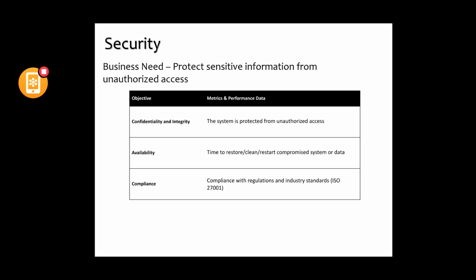Okay. All right. Moving on to another non-functional requirement, the security of the application. The business need is to protect sensitive information from unauthorized people accessing the application. The objective is confidentiality and integrity, so the system is protected from unauthorized access. That means you have a user ID login and a proper mechanism so that the system is accessible only to authorized people who have proper accounts.